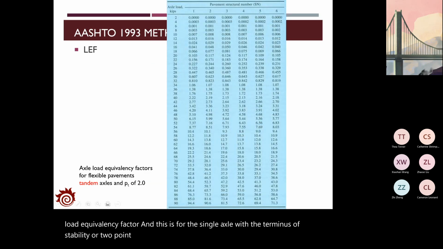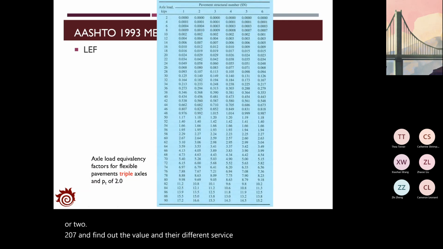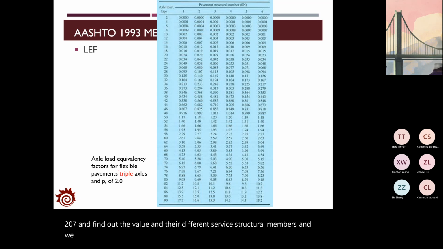We also have the table for the tandem axle with PT equal to 2.0. Similarly, you can find the values under different structural numbers. And we have another table for the triple axle with PT equal to 2.0, and you can find values at different structural numbers.